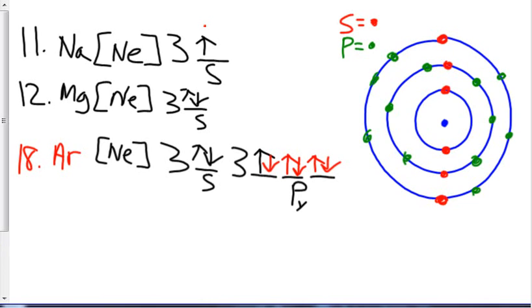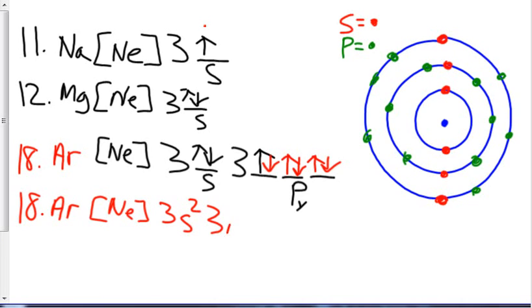So at this point, if I want to write the electron configuration, that's without orbital notation. Oops. I have 18, Ar, neon in brackets, and then I just simply write 3s2, 2 electrons in s, and then I write 3p6. And so there's both different forms altogether.